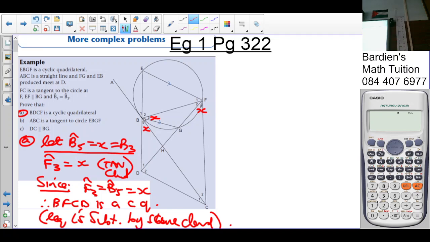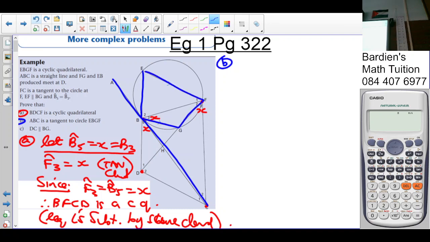Okay, now remember that this is now a cyclic quad. I'm just going to put dots here, which now means to say that we know a circle can be drawn through those points. Okay, let's look at B. In B, we must prove that ABC is a tangent to circle EBGF.